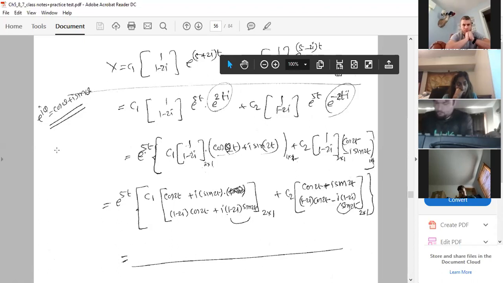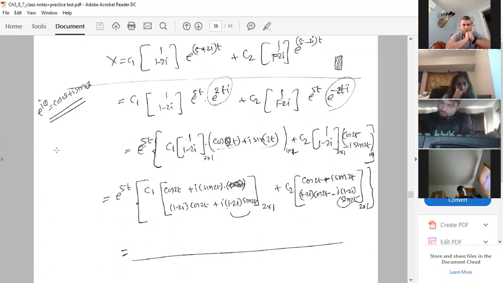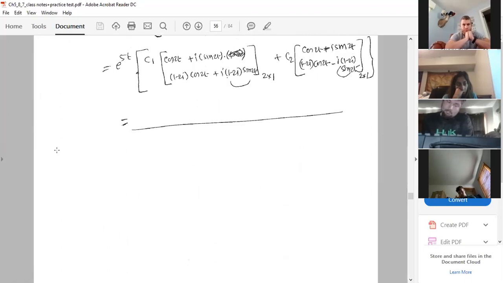Anyway, guys, so that's how you can get the solution for the complex eigenvalues, complex conjugate roots, for the system of two equations.